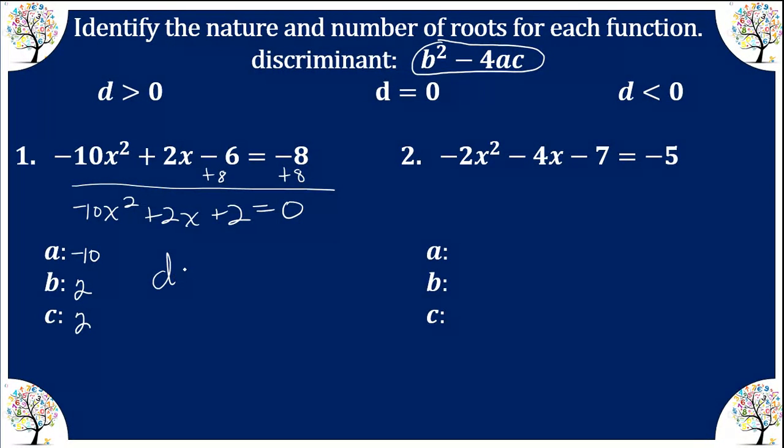So d is equal to b squared, and I always like to use parentheses when I'm using my exponents, minus 4 times a times c. Now here's where I always pause. I decide what kind of operator I'm going to have. We have a negative times a positive, so that's going to be plus. This is the place where if a mistake is made, this is where it could be. So always find what kind of sign you're going to have before you calculate.